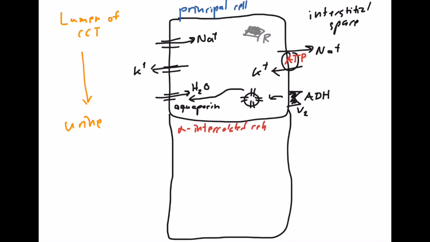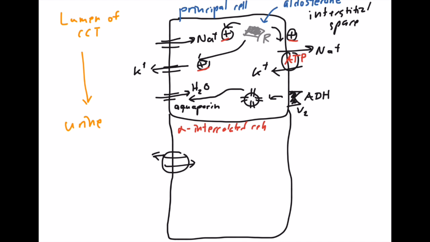What I'm drawing here is the aldosterone receptor. Remember, the aldosterone receptor is actually within the cell because aldosterone doesn't have a cell surface receptor. What I'm showing here is the aldosterone receptor actually upregulates that sodium channel, that potassium channel, and that sodium-potassium ATPase pump. The alpha intercalated cell is responsible for a few different things.